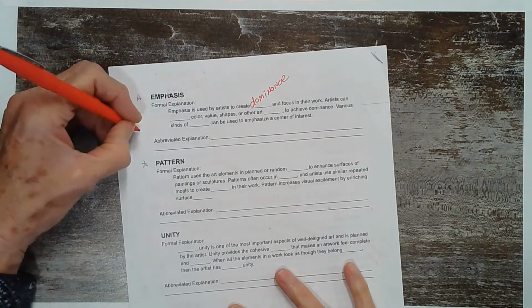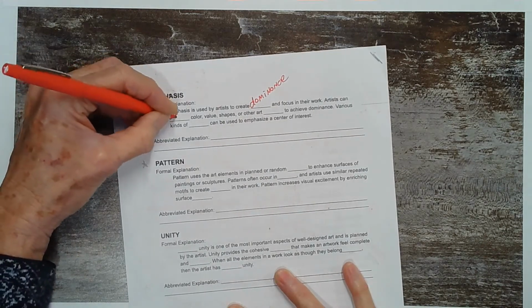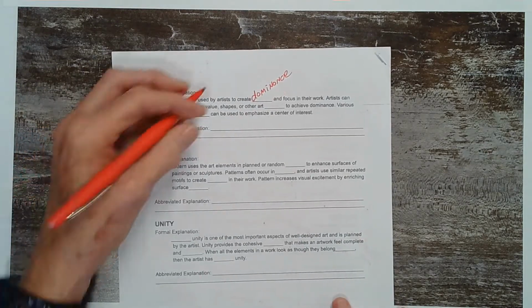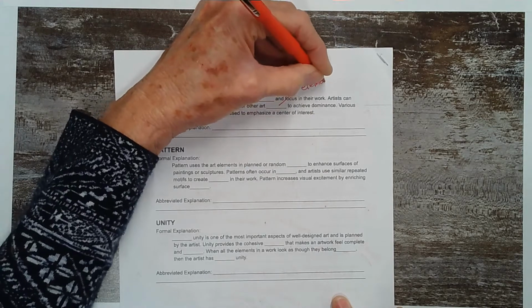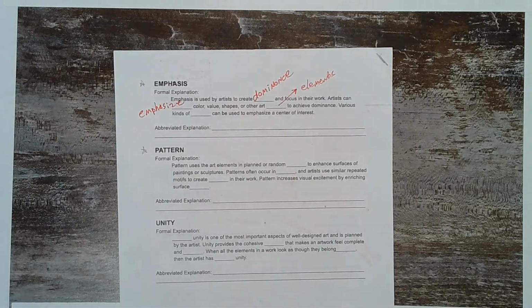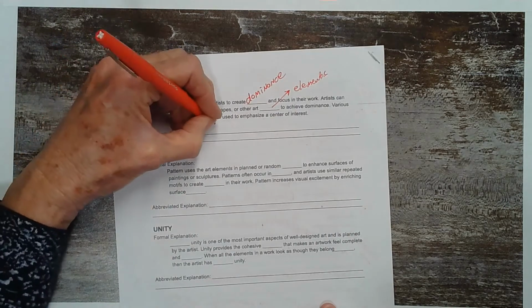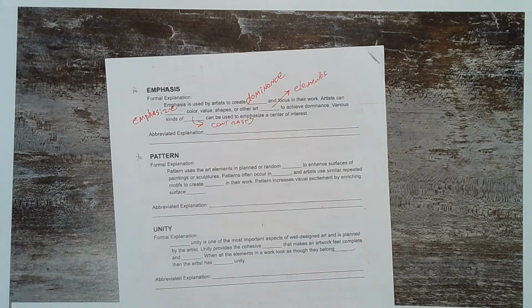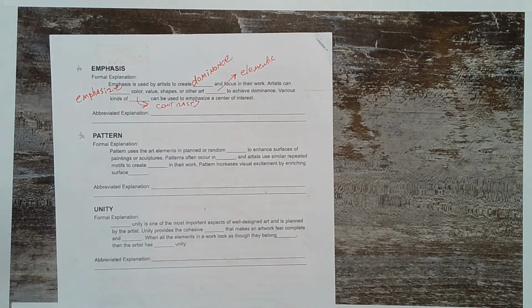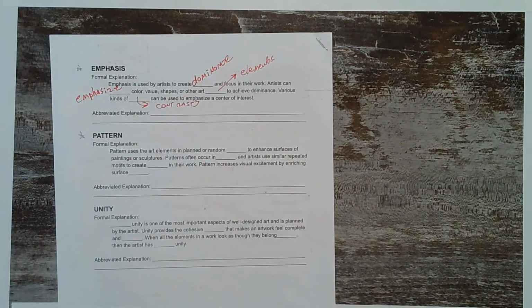Artists can emphasize color, value, shapes, and other art elements to achieve dominance. Various kinds of contrasts are used to emphasize the center of interest. So emphasis is when you draw something somewhere, something's more important than other places in the piece of art.